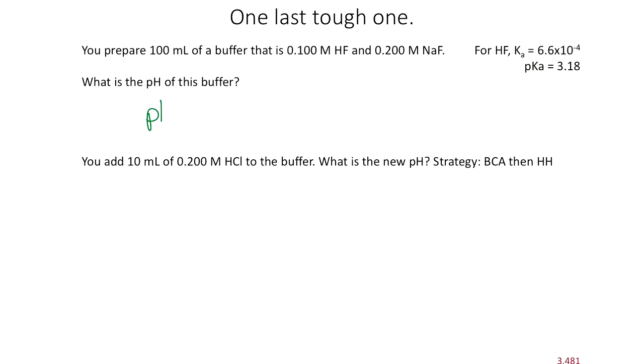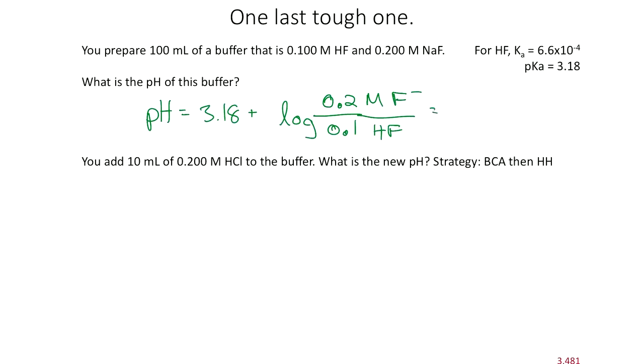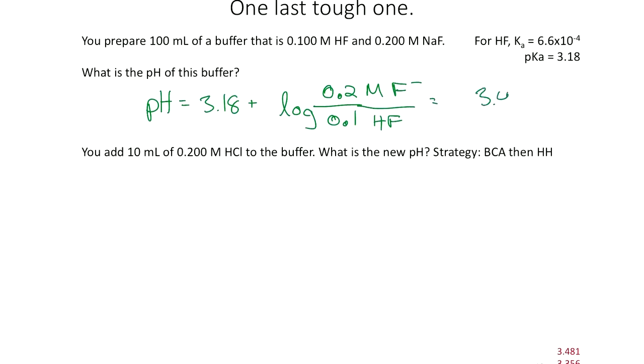So pH is simply pKa, so 3.18, plus log, what number goes up top? 0.2, yep, and then over 0.1. And again, since these are given in molarities, you can convert them to millimoles, but you don't have to. Since they're both in the same volume, we can keep them there. So this is F minus on top, and then HF on the bottom, base over acid. So we see that the pH is 3.481. That's the pH of this buffer.